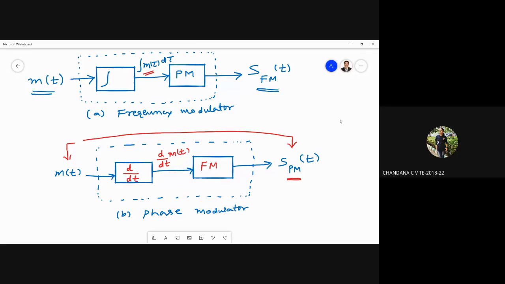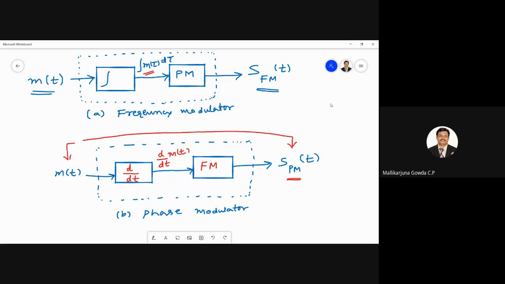Asking a married person having children, are you a father or a son? You people only said he is both, right? Because he is a son to his father and he is a father to his children. So that is how FM and PM are interrelated. So it is inseparable. They are similar. That is why we deal only with FM, not with PM. All generation, detection, everything is similar to that. Fine? Okay, that is the analogy to understand.